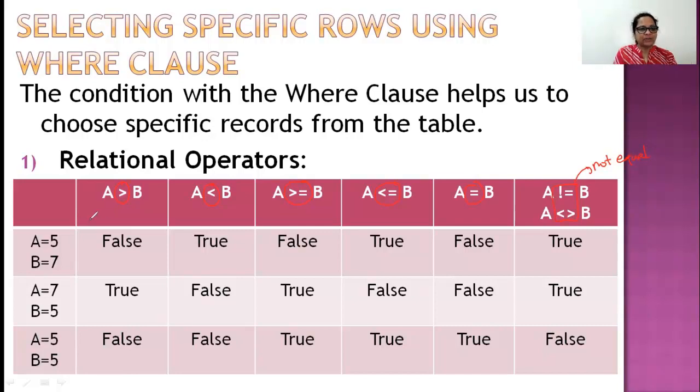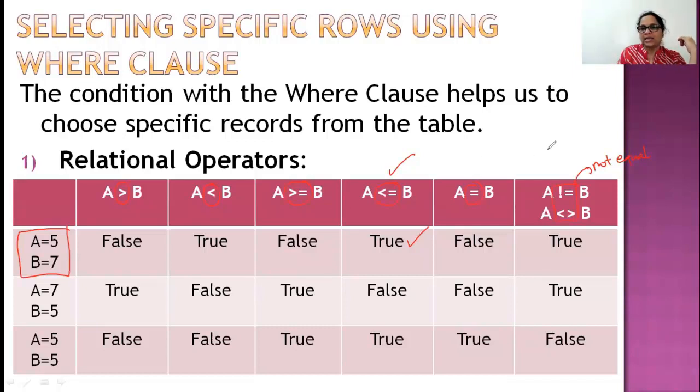Okay, so roughly, let me just take you through some values. Assuming A and B are columns of the table or just values, doesn't matter. A is 5 and B is 7. And if I say A less than or equal to B, is 5 less than or equal to 7? Yes, so it's true. So if in your table, column A has value 5 and column B has value 7, then this condition is satisfied. So all the rows where column A's value is less than column B's value, those rows get selected from the table and get displayed.